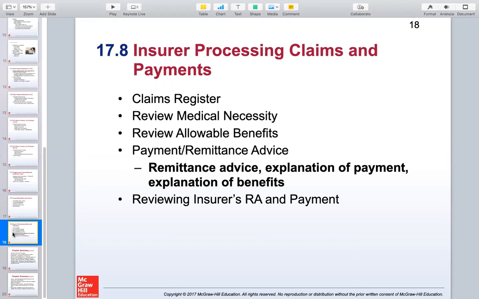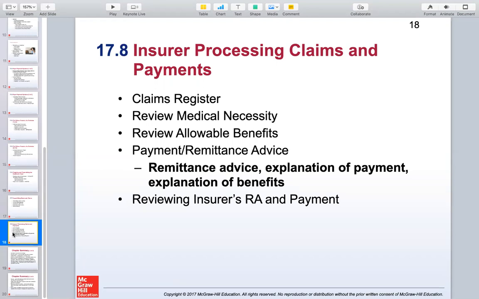These explanations of benefits or explanations of payments are not statements. They are not invoices. We cannot bill the patient with these. We are just being told how much the insurance is paying for the services, and then we can take that and determine after what the insurance has paid, whatever's left over will be what the patient is responsible for. So that basically ends the process of processing claims.